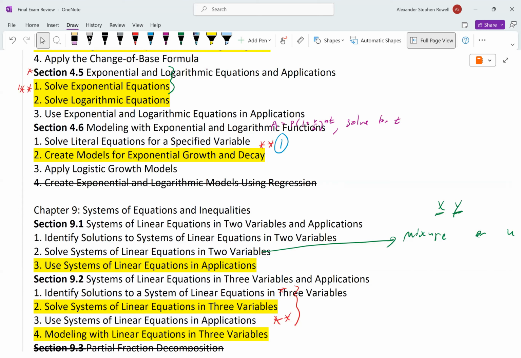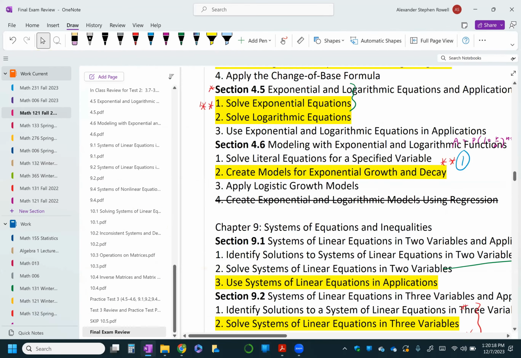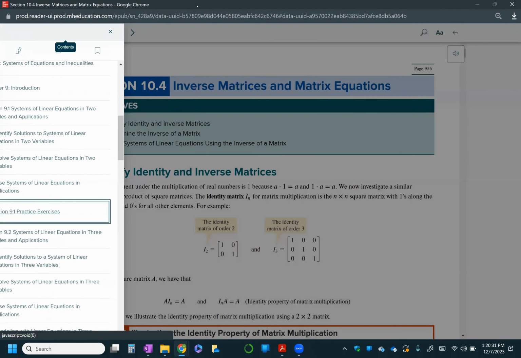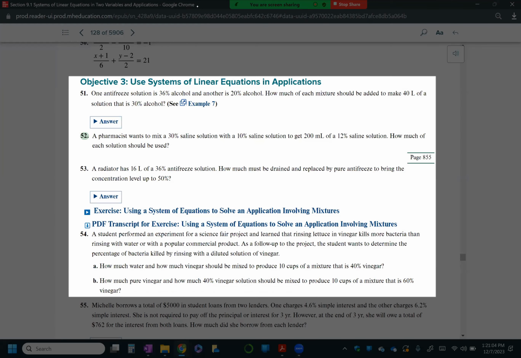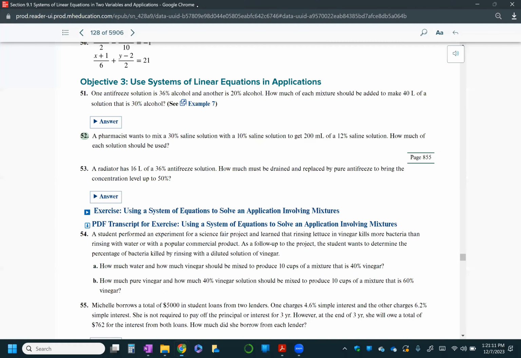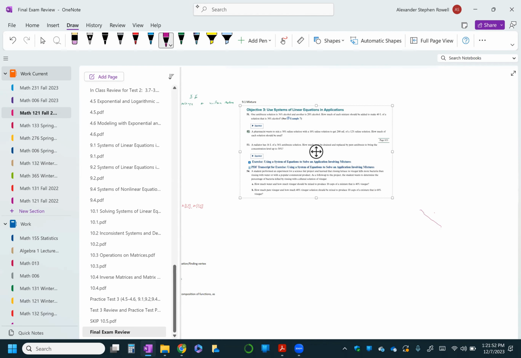And then if I need more practice, for instance, this type of problem, I'm going to open the textbook. Where would this be? 9.1 practice exercises. I'll do a screenshot. Here's an example of 4 of these questions, and I'll paste this over here from section 9.1. Mixture problems. Okay, now I'm going to look for uniform motion.